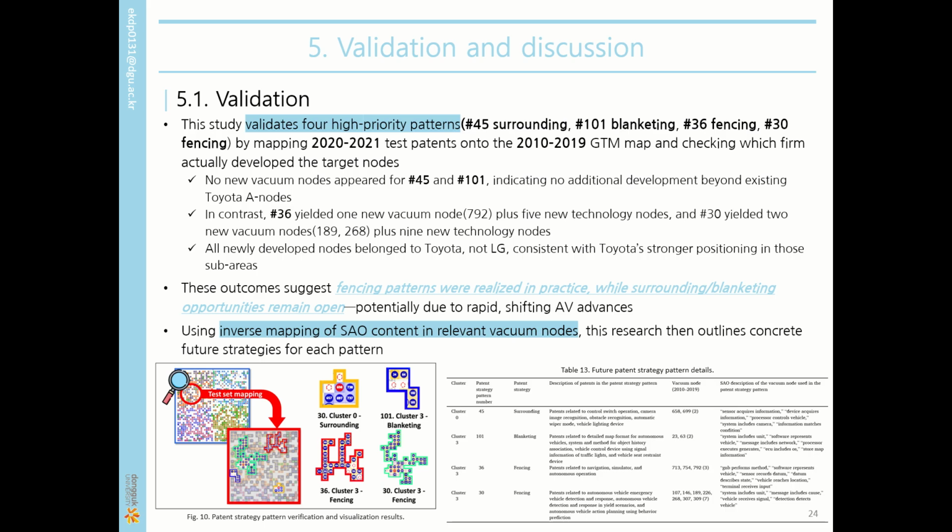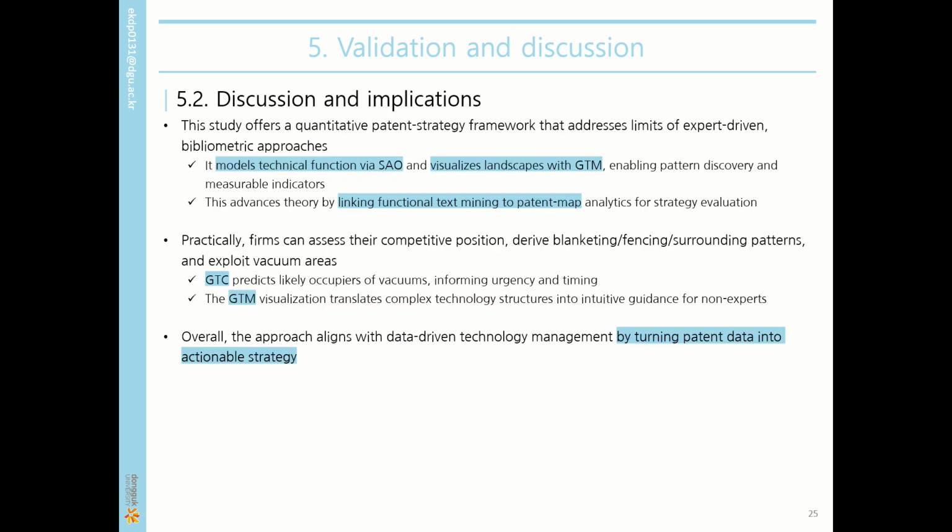Using inverse mapping of SAO content in the relevant vacuum nodes, this study then outlines concrete next-step strategies for each pattern. This study proposes a quantitative patent strategy framework that overcomes limits of expert-driven bibliographic approaches. It models technical function through SAO and visualizes the landscape with GTM, enabling pattern discovery and measurable indicators, thereby advancing theory by linking functional text mining to patent map analytics.